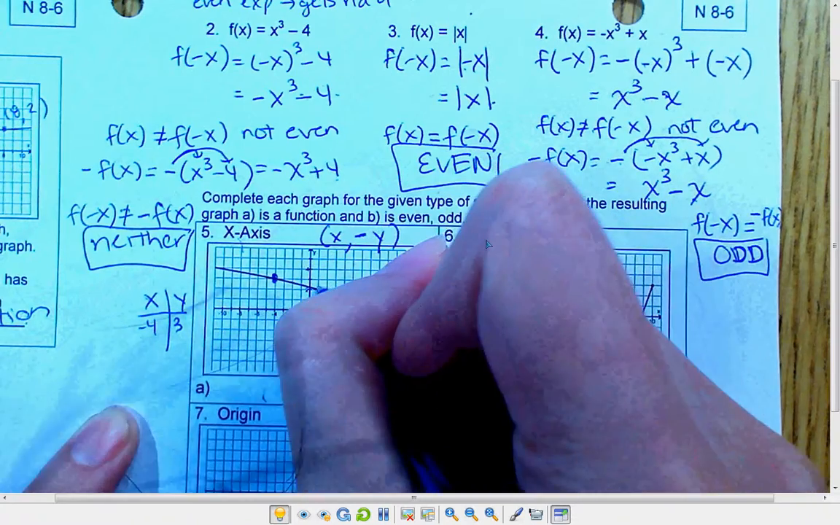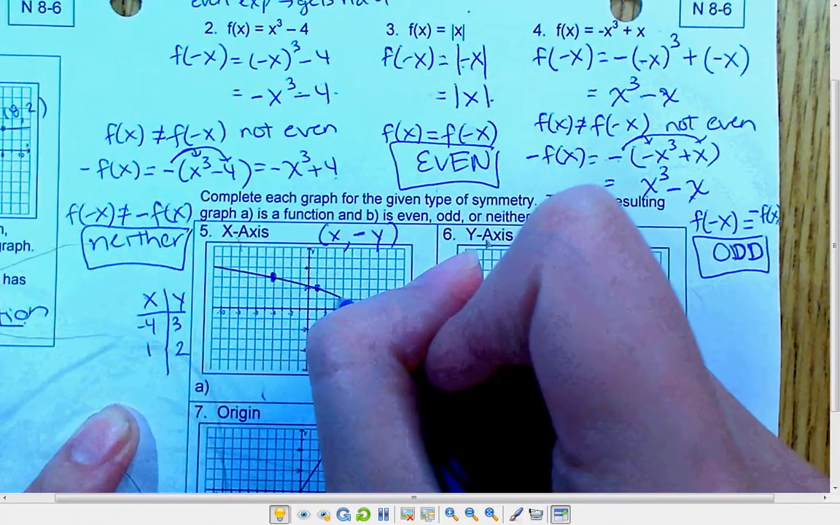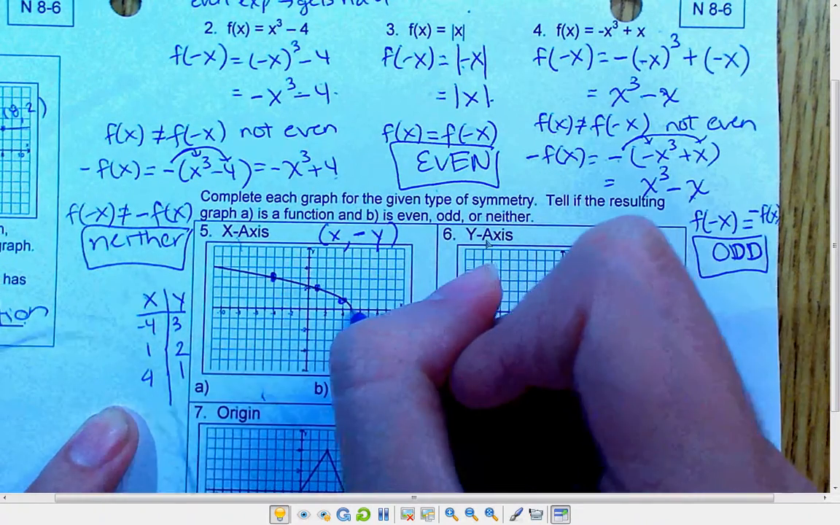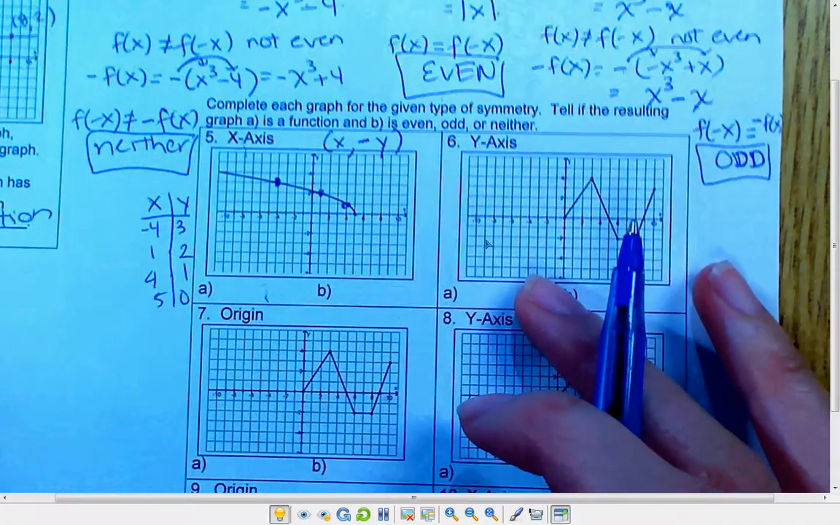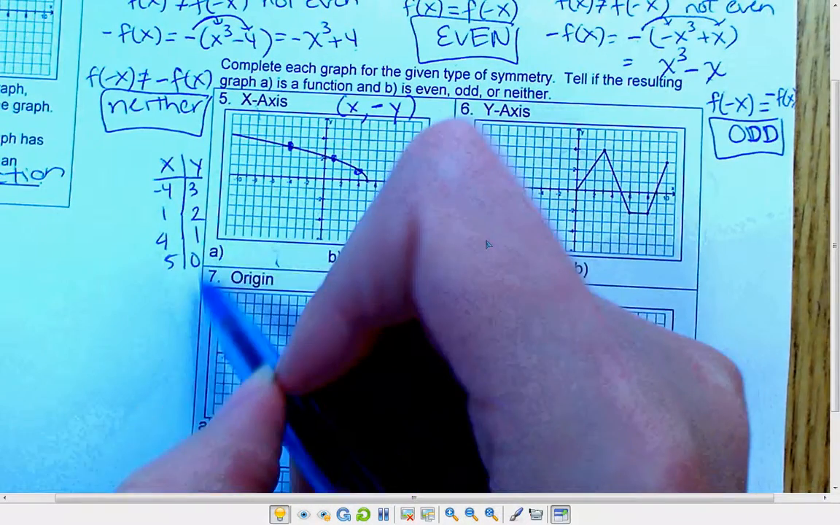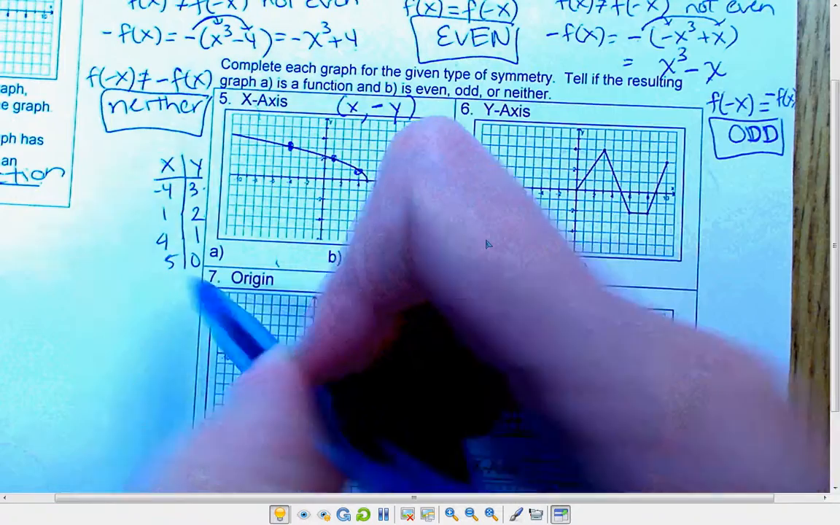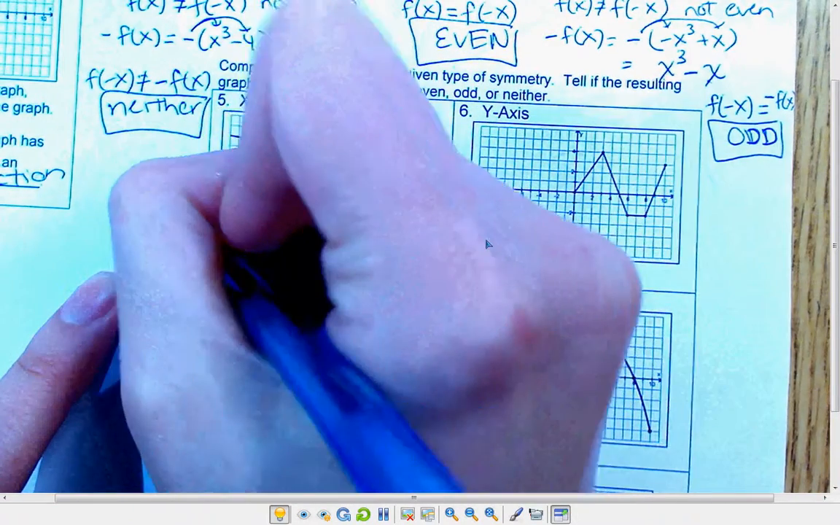Here's this point. This point is 1, 2. And this one is 4, 1. And then 5, 0. So if what we want to do is make all of our y's negative, that means I'm changing all of these to be negative. So instead of 3, 2, 1, 0, I'm going to make it negative 3. So negative 3, negative 2, negative 1.